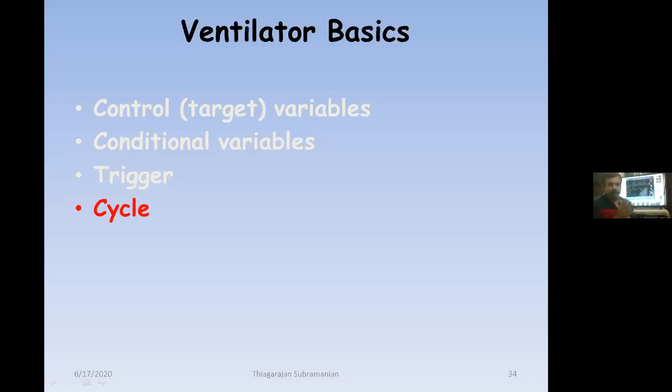And cycle is a very important point. The cycle is the determination point for the end of inspiration and the beginning of exhalation. For example, you can say volume, pressure or time cycle. So this can be a kind of reciprocal point of the basic function of the ventilator.